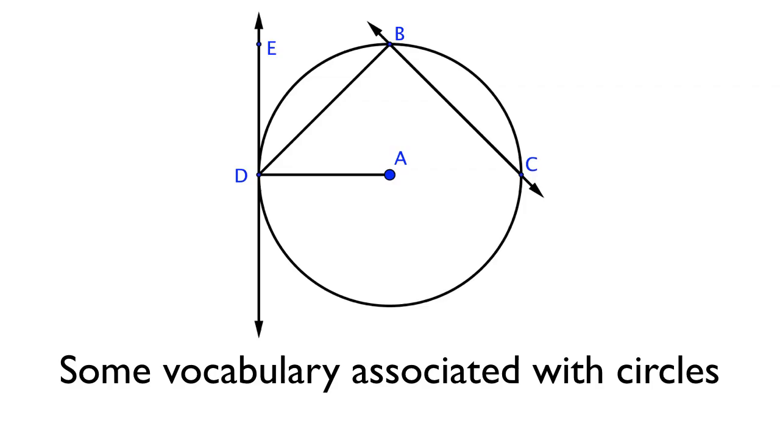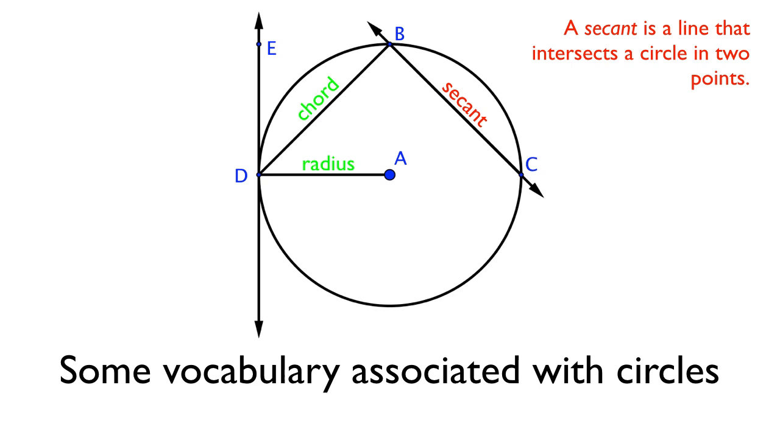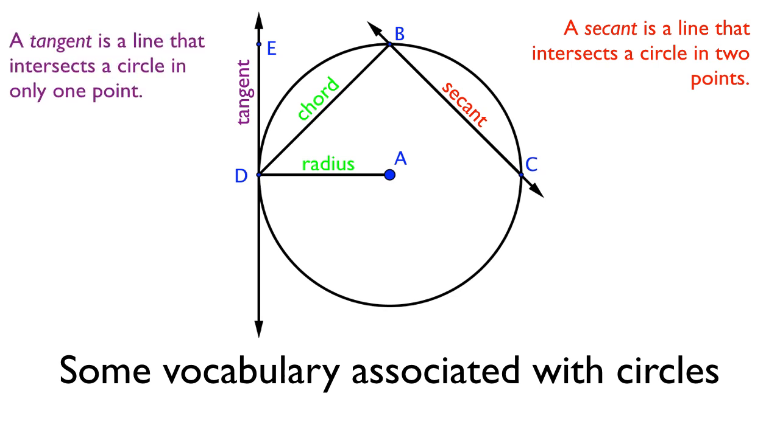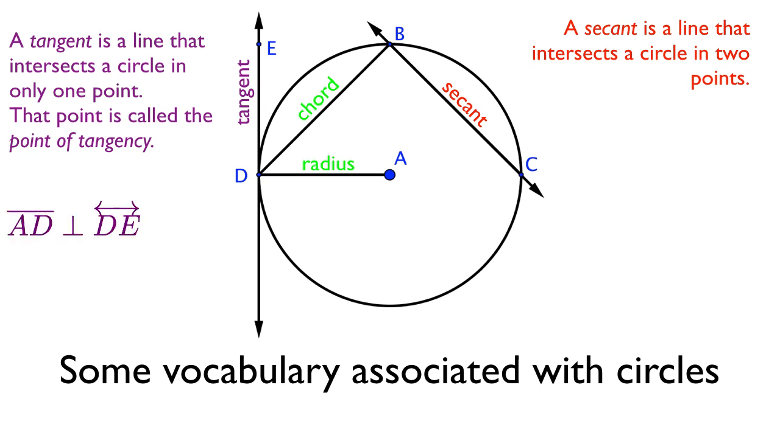So just a quick review, some other vocabulary with circles. We all know radius is the line segment from the center to a point on the circle. A chord is also a special line segment. It has endpoints on the circle. A secant is kind of like a chord. The difference is a secant is a line, not a line segment. And then here's our tangent line. Reminder, a tangent line intersects the circle in just one point, and that point is called the point of tangency. And we know AD and DE are perpendicular, or another way to put that, angle ADE is 90 degrees.